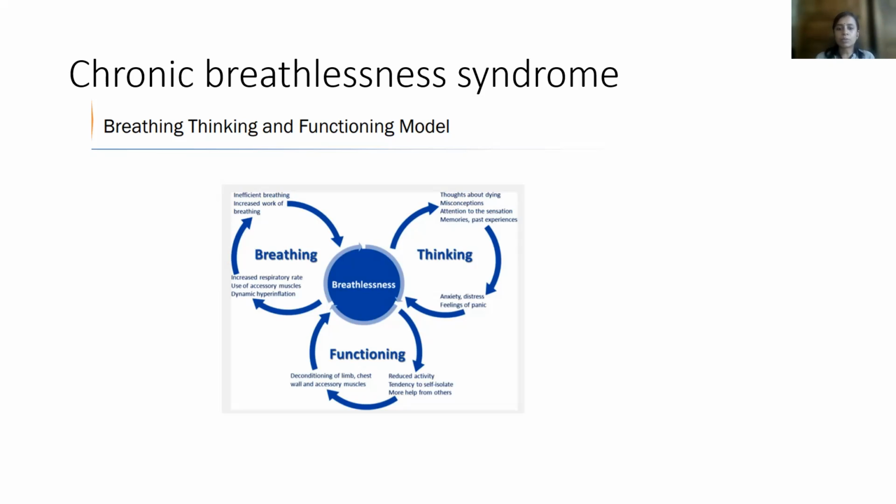The breathlessness is associated with the thinking, functioning, and breathing. When there is not enough or insufficient breathing or increased work of breathing, there is breathlessness, and they use a lot of accessory muscles and there will be increased respiratory rate. Second thing is thinking: thoughts about dying, misconceptions, and past experience. They might have seen someone having breathlessness in the past and dying. So these memories and thinking will cause anxiety, panic, again causing breathlessness.